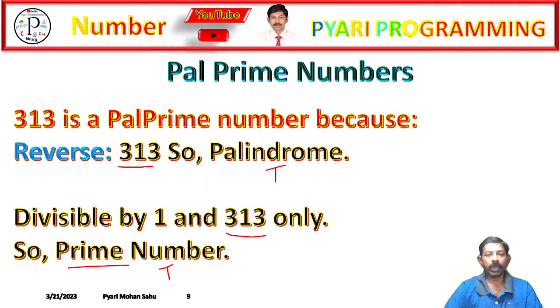अब अगर ये पैलिंड्रोम भी है और आपका प्राइम भी है, then I will display System.out.print. What I will display? OR plus is a, yes, OR is a pal prime. Else, otherwise, I will display OR is not a pal prime. आपका वो पल प्राइम नहीं है.